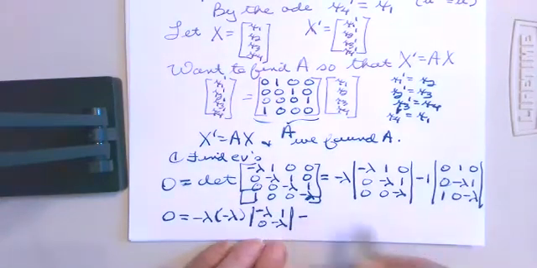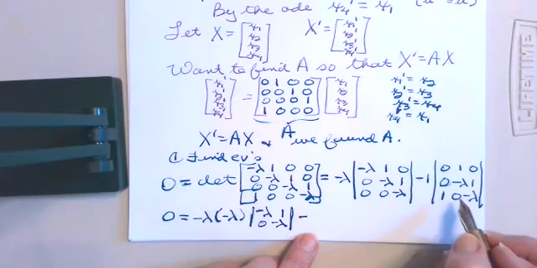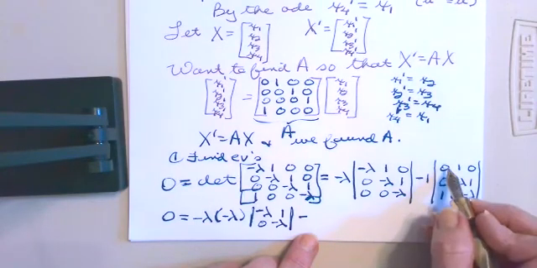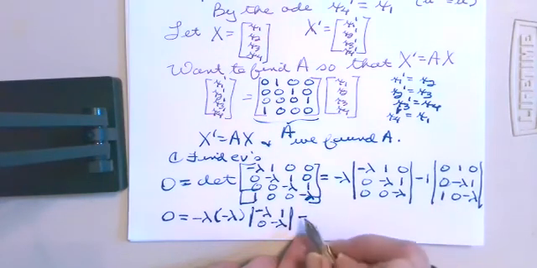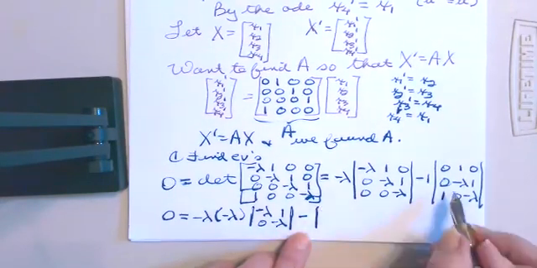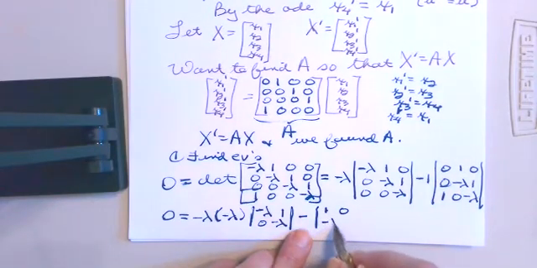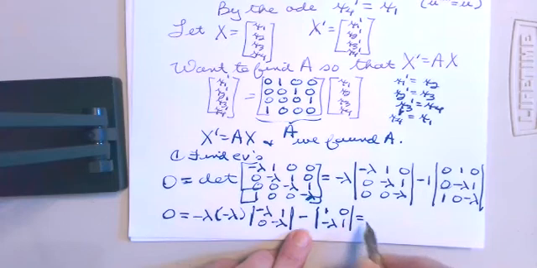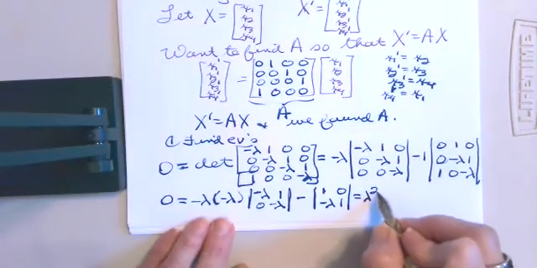And then here I have minus, and now let me use the first column because that's got a lot of zeros in it. You could use the first row too, but the first column, it's a plus 0, a minus 0, a plus 1. So it'll be 1 times, delete the row and the column containing 1, and you get 1, 0, minus lambda, 1.